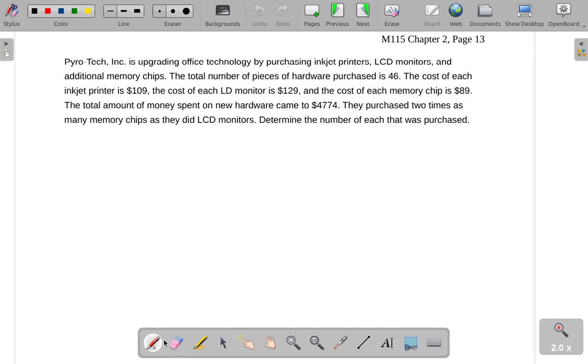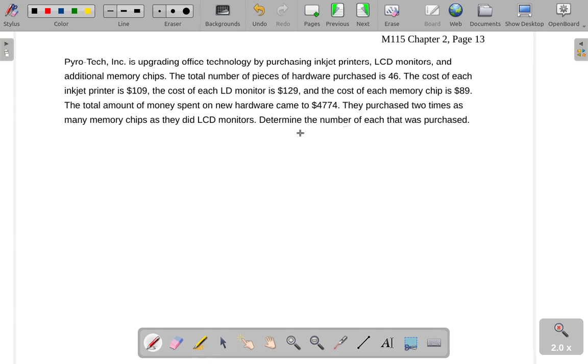Pyrotech is upgrading office technology by purchasing inkjet printers, LCD monitors, and memory chips. The total number of pieces of hardware purchased is 46. They give us some costs for each inkjet printer, but I'm glossing over some of that. The total amount of money spent on new hardware came to a certain amount. They purchased 2 times as many memory chips as they did LCD monitors. Determine the number of each that was purchased.